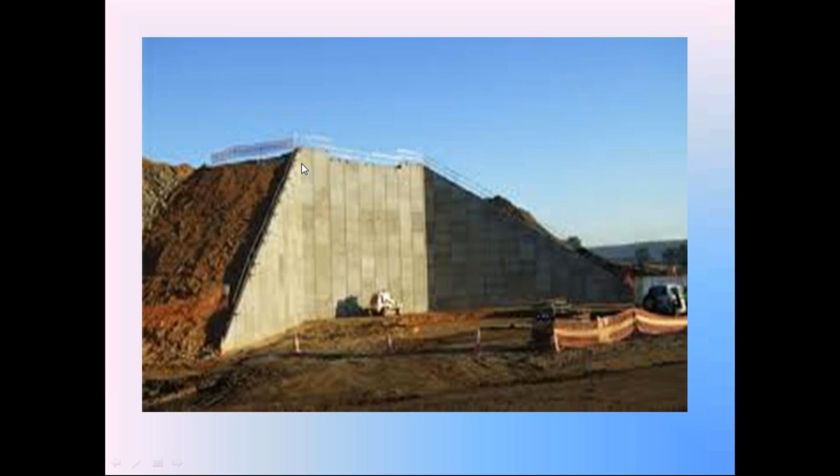So we construct this concrete wall to support the soil on the back side. So this wall is a structure. This structure is constructed to support the soil on the back side. We call this concrete wall an earth retaining structure. Earth means soil. This wall is used to support the soil on the back side. So we call this wall an earth retaining structure. This is one type of retaining wall. This is the picture of a retaining wall.